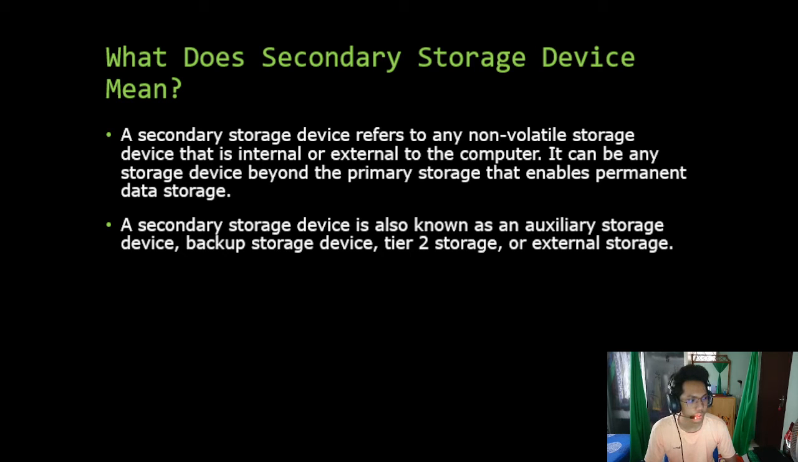As we know, the primary storage, which is the volatile one, is random access memory, which is RAM. So what does volatile mean? Volatile is a temporary storage, where when you shut down the computer or your PC, the memory will be gone. So when you restart the PC, it will start from the beginning.